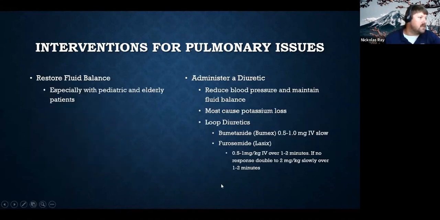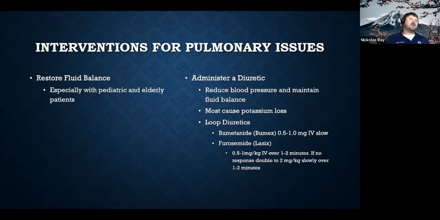Restore fluid balance, especially pediatric and elderly patients. This is going to be important with things that have a fluid aspect to them. ARDS, asthma. So really, if you're treating a person for asthma, and especially if it's a situation where they're in status asthmaticus, then you definitely want to consider giving fluids along with your albuterol. Not only is the albuterol going to be there to help open up the vessels, but the fluid's going to help to break up that thick mucus.